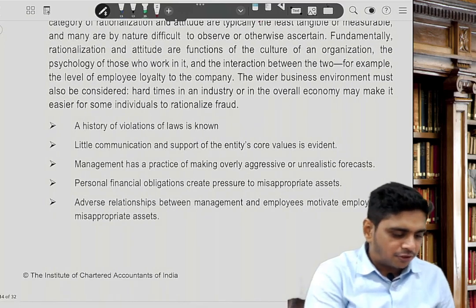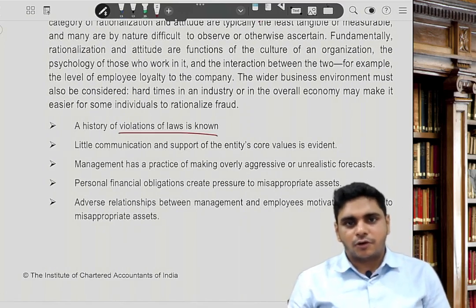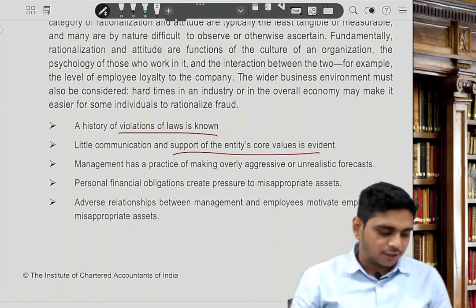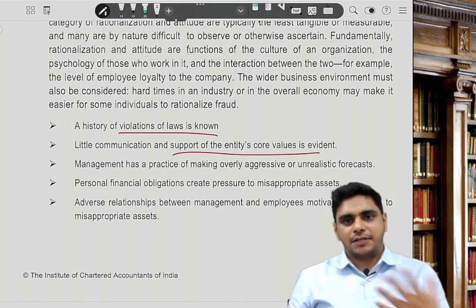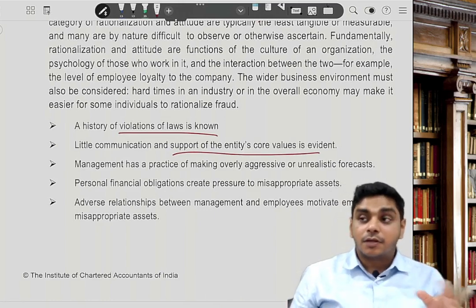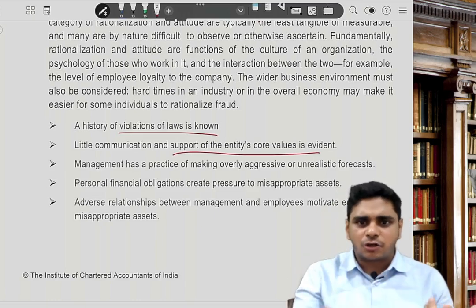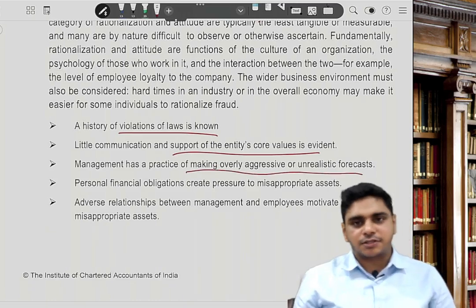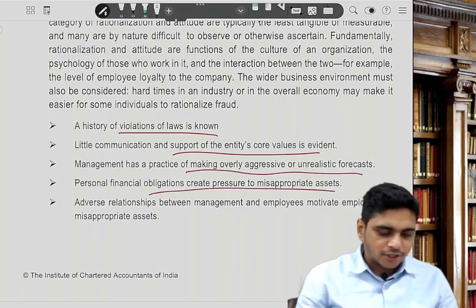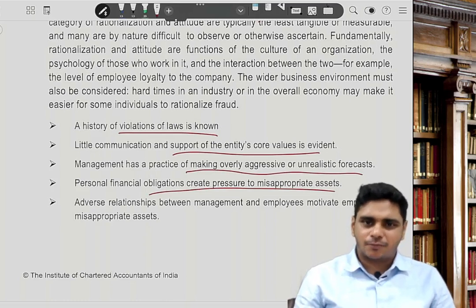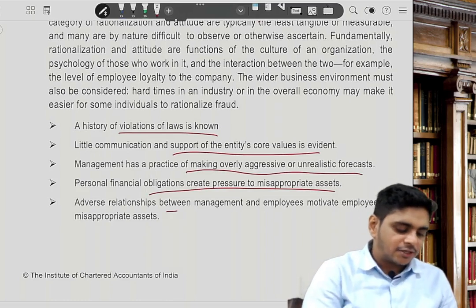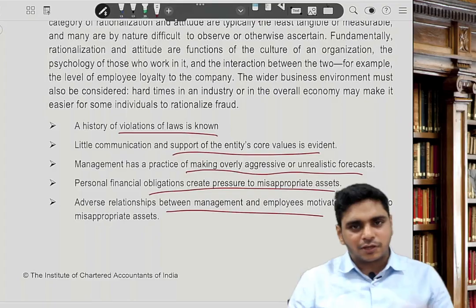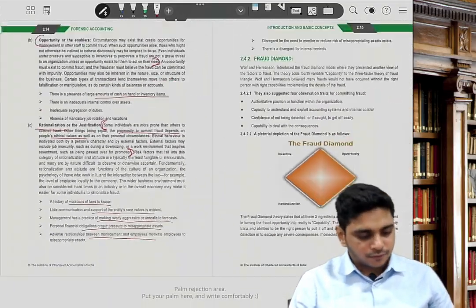So examples are: history of violation of laws is known. They know it. There's a lot of violation of law. Like communication or support of the entity's core values is evident. Little communication. Like when I say Reliance, people will say, okay, chor. Tata, sir, ethical, very ethical. But it could be vice versa also. Management has a practice of making overly aggressive or unrealistic forecasts. Personal financial obligation creates pressure on management to misappropriate the assets. That's motive. That's rationalization. Adverse relationship between the management and employees motivates employees to misappropriate the assets. If company is not treating the employees very well, they will have a chance to do fraud.